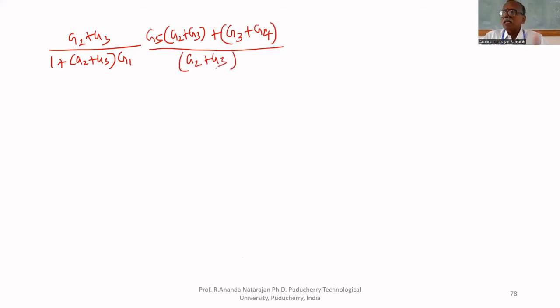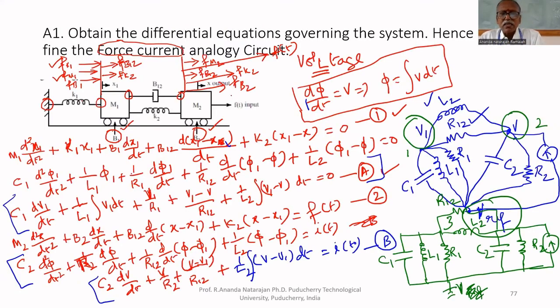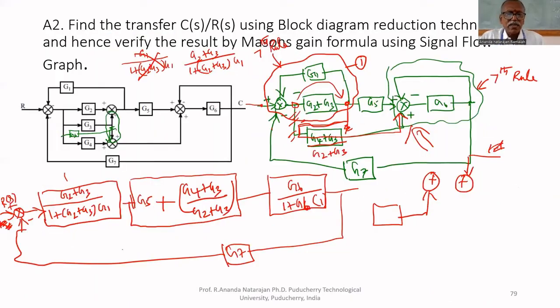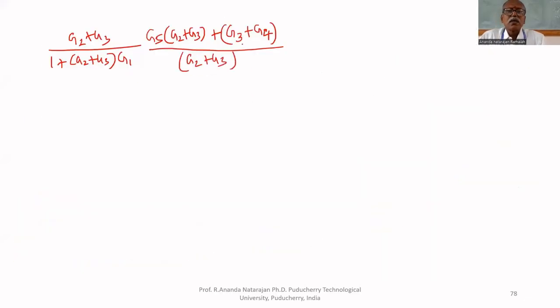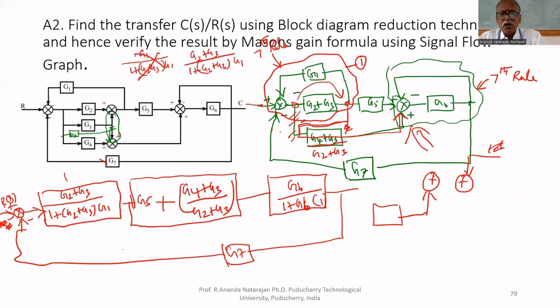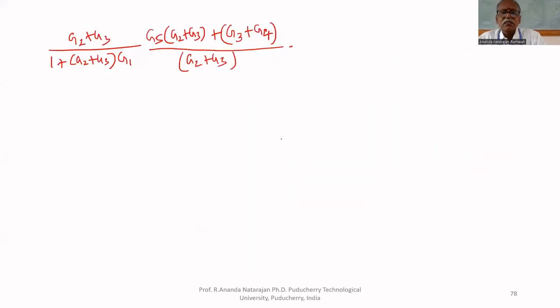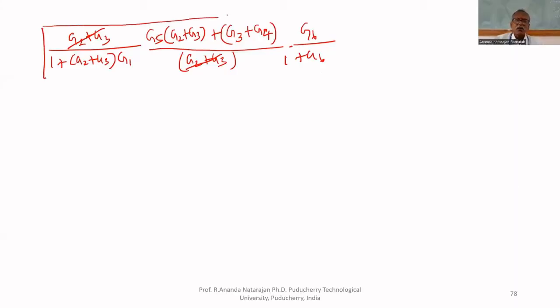Am I correct or not? I'm taking LCM for this block. For this, G2, G3 is LCM. That's why G5 should be multiplied by G2, G3, G4, G3. So that's all. Multiplied with, what is the other block? G6 upon 1 plus G6. So G2 plus G3 getting cancelled. This becomes a single block.